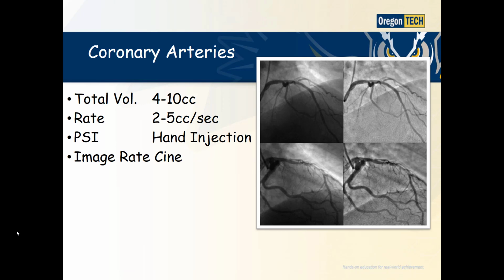Coronary arteries are going to be a hand injection, and it's going to be anywhere from 4 to 10 cc's, and we say 2 to 5 cc's per second, but in reality what you do is you do that injection until you see the contrast wash into the aorta, when you get that back wash.